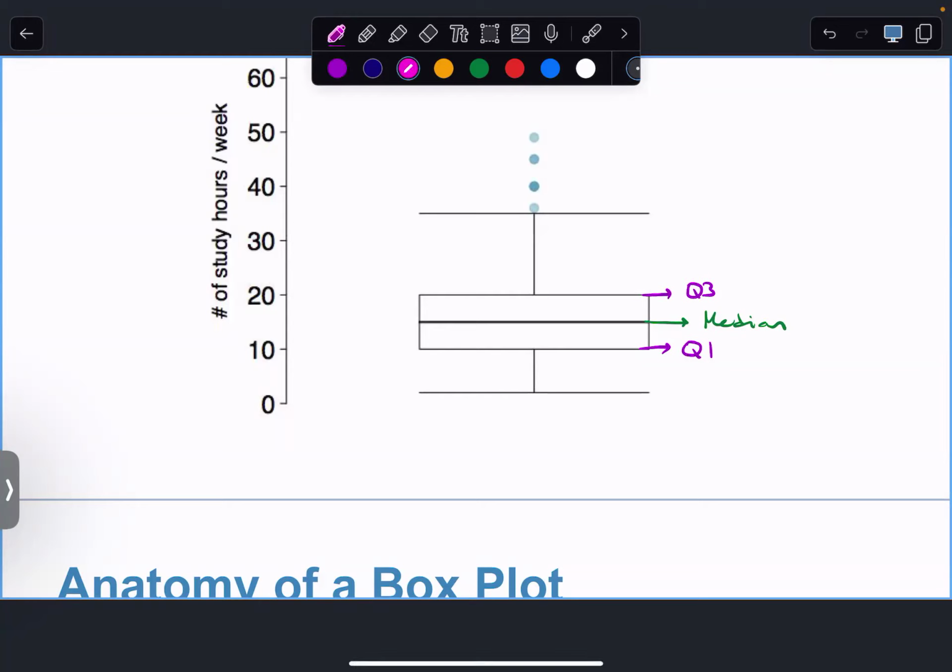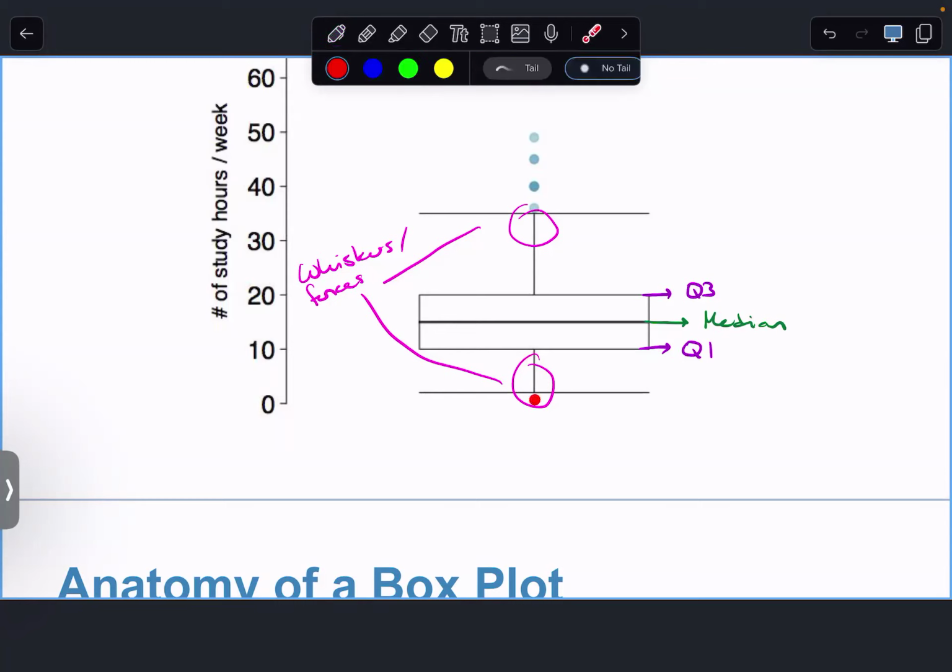Then we have what are called whiskers. Cute, right? I call them whiskers. You can call them fences, but I think whiskers is cuter. Now, the rule about these whiskers is that notice here, they seem to extend to the minimum, and they do, right? There's no points beyond here, so we can write that down. This is my minimum.